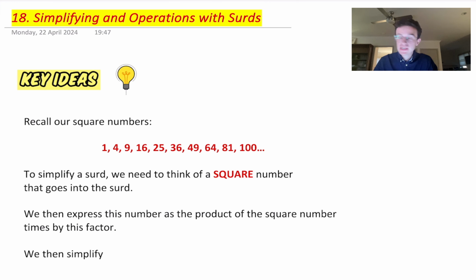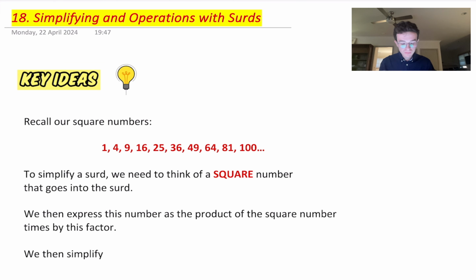Hey everyone, today we're going to have a look at simplifying surds and simple operations with surds. So recall from last lesson that a surd is a type of number that is irrational. And it's all to do with this idea of a root, so a square root and a cubed root or a fourth root and so on.